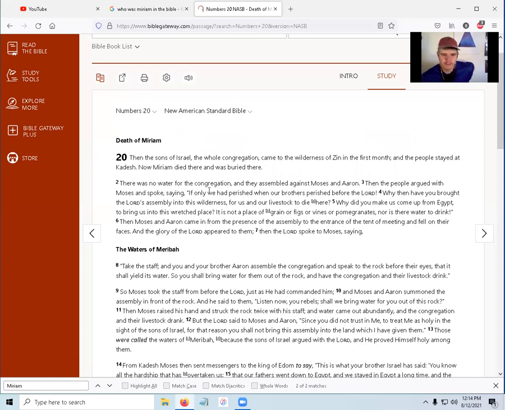Here we go. Okay, back to square one. Verse 4. Why then have you brought the Lord's assembly into this wilderness? Probably the wilderness of Zin. People stayed at Kadesh. Now Miriam died there and was buried there. Okay, put a space to let us know.